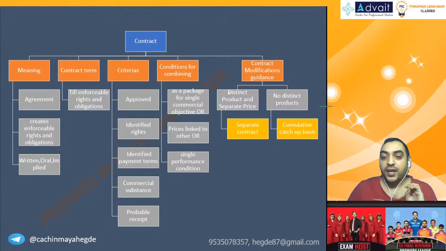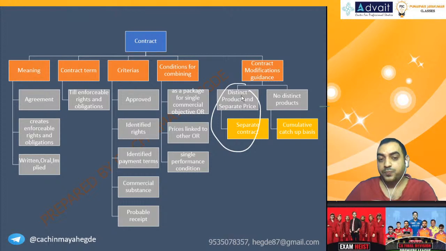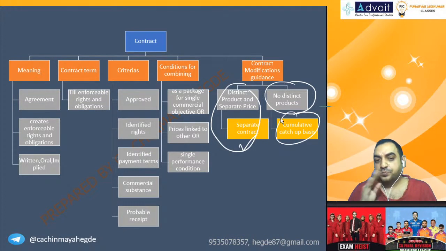Okay, so two simple parts. If the contract modification says there is a distinct product and a separate standalone price for that, then you treat it as a separate contract. If there is no distinct product, then you go for the cumulative catch-up basis. Let me give an example.